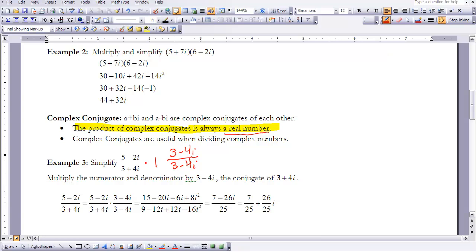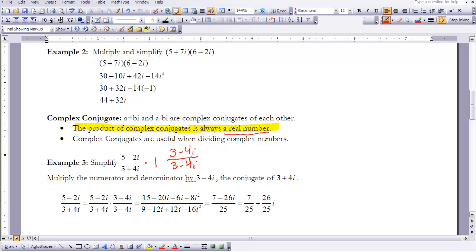So you can see I have the math worked out here. I took and multiplied 3 minus 4i by the numerator and the denominator. So when I go ahead and multiply that through, that gives me 15 minus 20i minus 6i plus 8i squared. And then on the bottom I would get 9 minus 12i plus 12i, and then minus 16i squared.